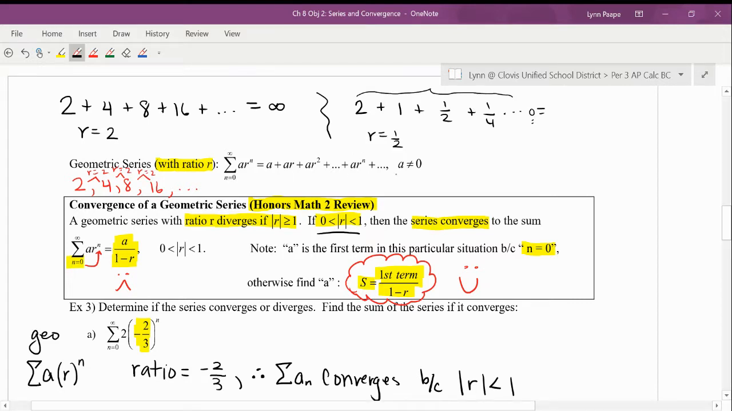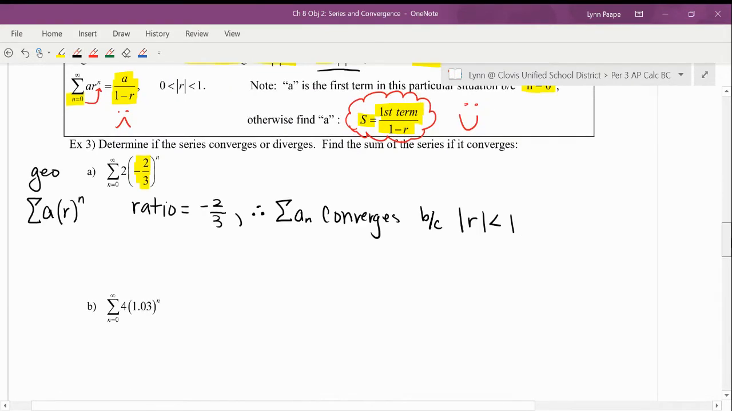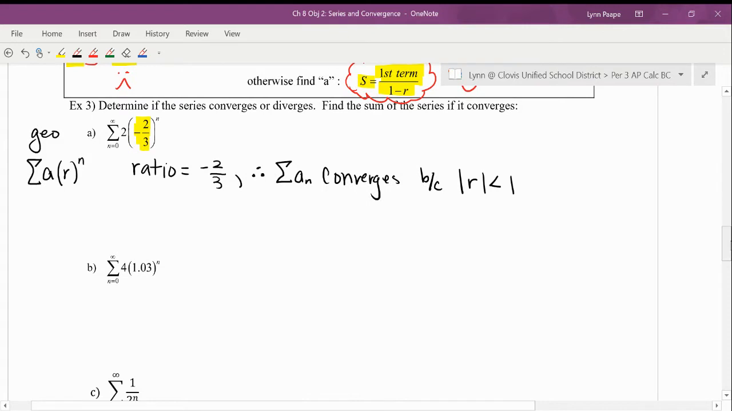So this potentially is what we're looking at in terms of converging and diverging. All right, so there is that piece. Okay, so here the ratio is negative 2/3. Whenever I multiply by a ratio less than 1, the numbers are getting smaller. And because every time I add on a smaller number, I'm still not going to add up to infinity.